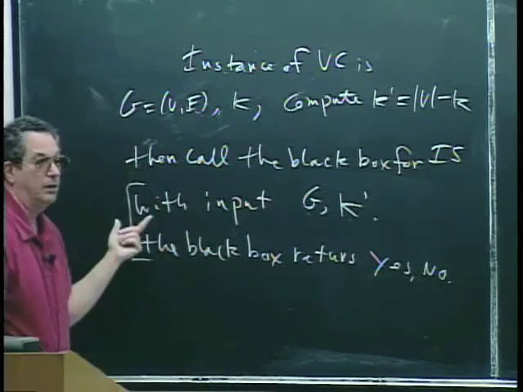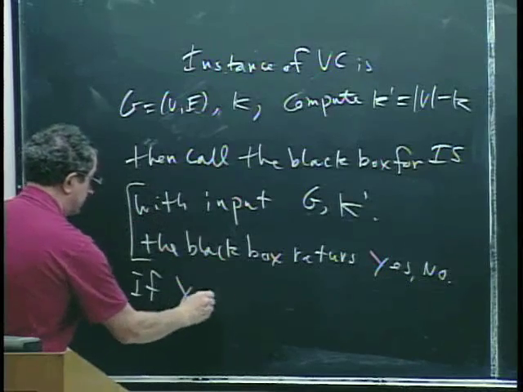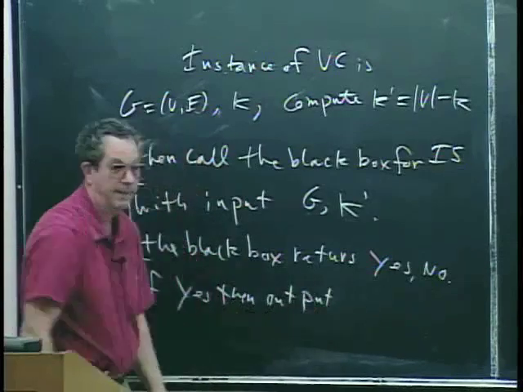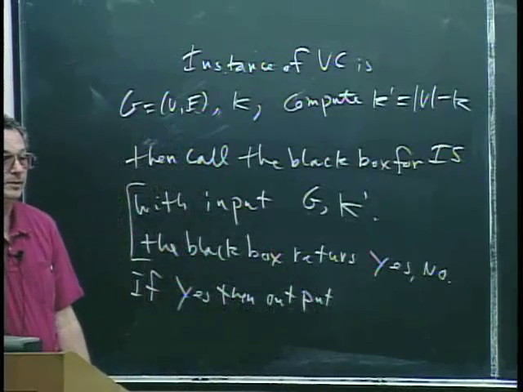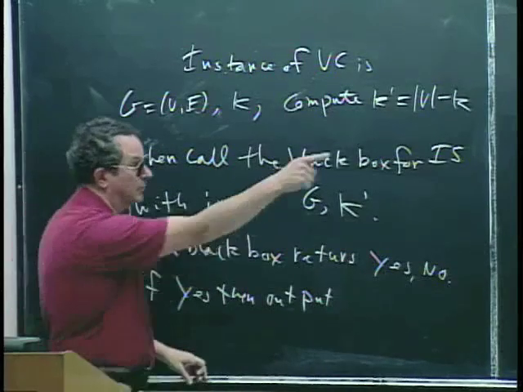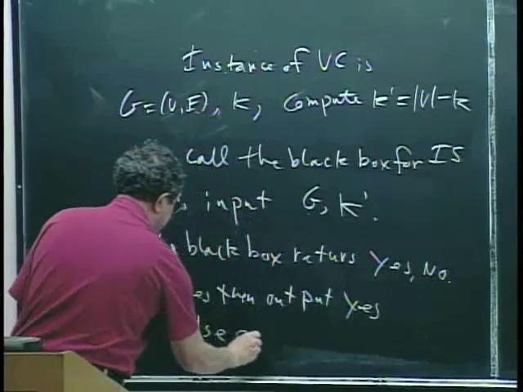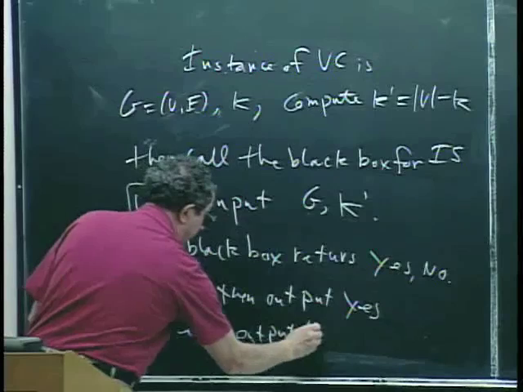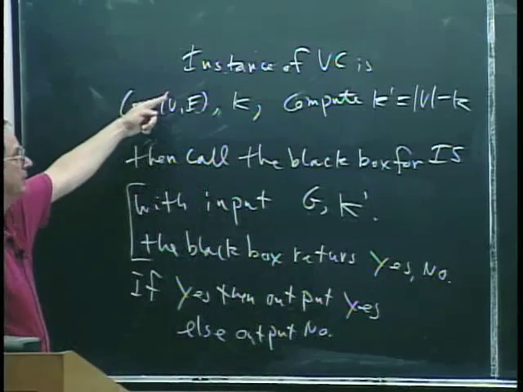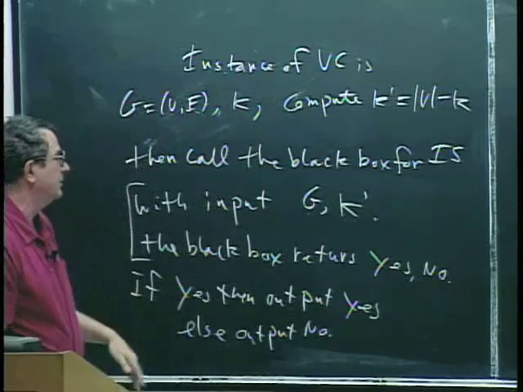And how do you use that call? You say if the return is yes, then output what? Yes or no? Yes. Output yes. And again, we're relying on that theorem. Output yes, else output no. So this is how vertex cover could be solved. Any instance of vertex cover can be solved if you have a black box that can solve instances of independent set.